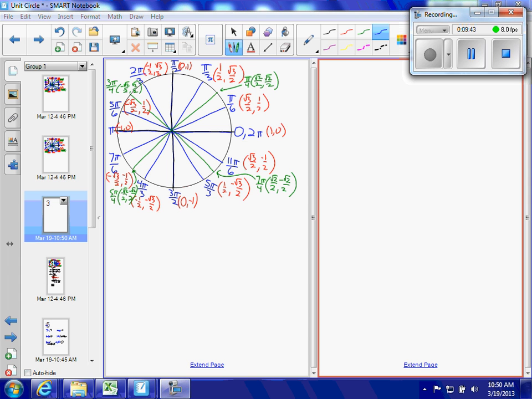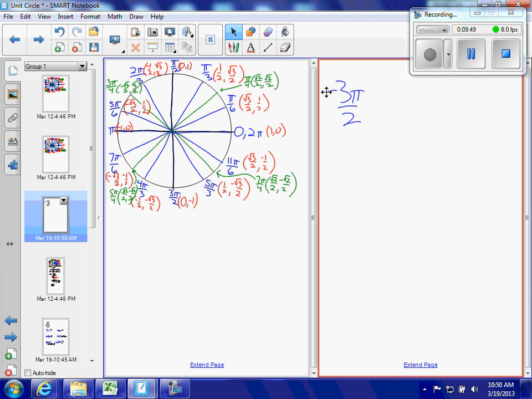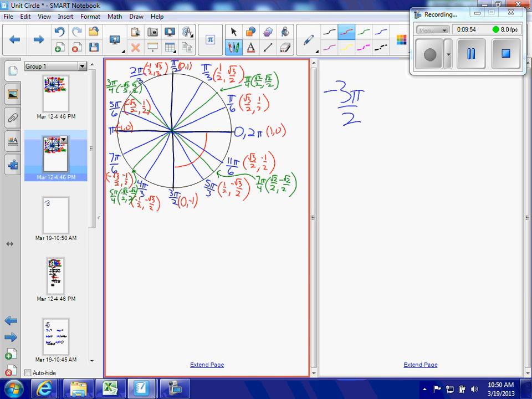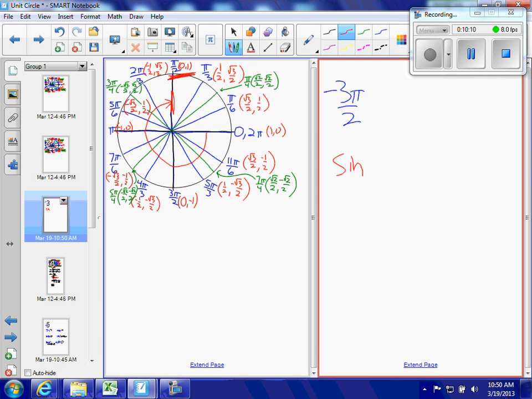How about negative 3 pi over 2? Well, again, I want to go negative, so I'm going to go negative pi over 2, 2 pi over 2, 3 pi over 2. So I am right here. And now my coordinates of negative 3 pi over 2 are the same as my coordinates of pi over 2. So sine, cosine, tangent, cosecant, secant, cotangent. Sine is my y value. My y value is positive 1.